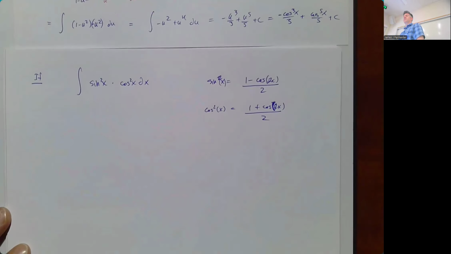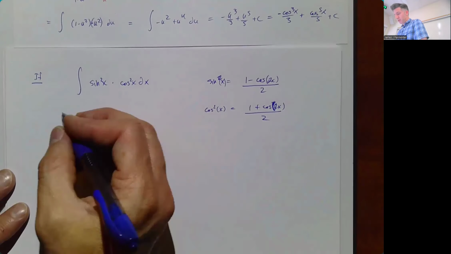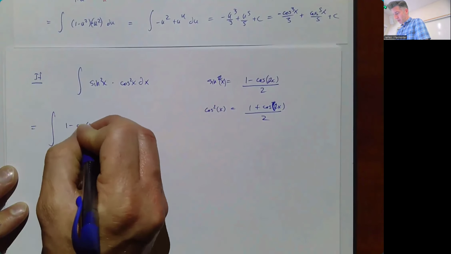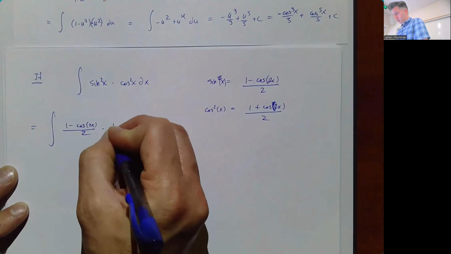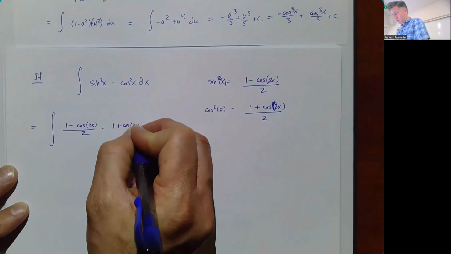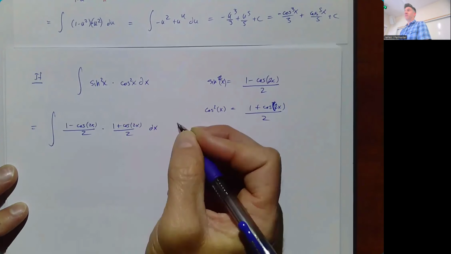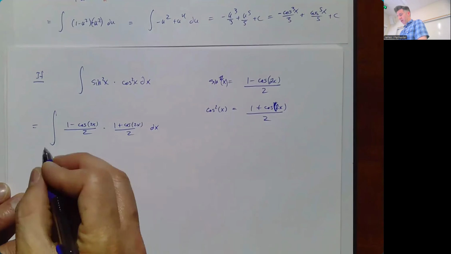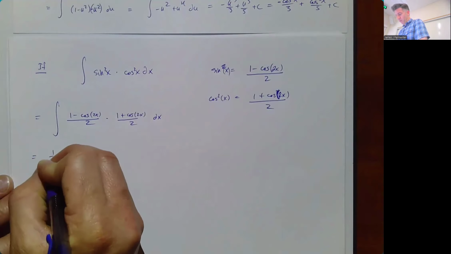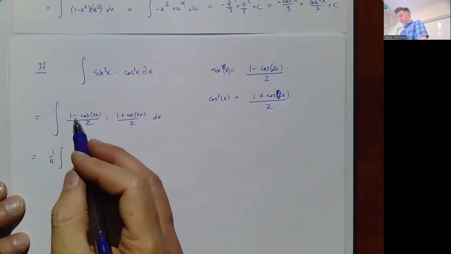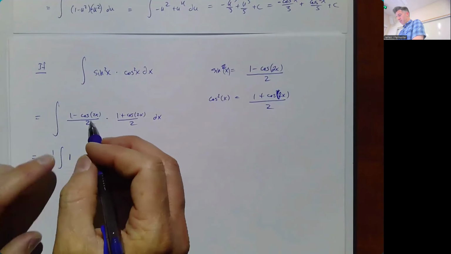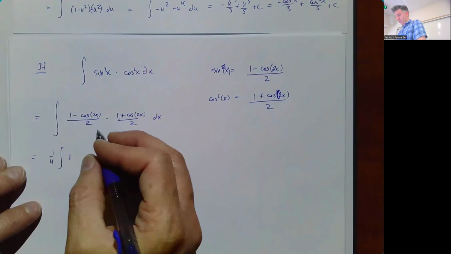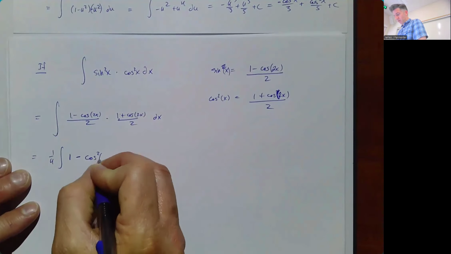Which is always, nobody likes this part. It's always kind of gross. We do this, we get (1 minus cosine of 2x) over 2 times (1 plus cosine of 2x) over 2. This is kind of the nicest version of this problem because the middle terms end up canceling out. If I bring out the 1/2 and the 1/2, I have a 1/4 times 1 times 1 is 1. The plus cosine 2x and the minus cosine 2x cancel out. And then we have a minus cosine squared of 2x.